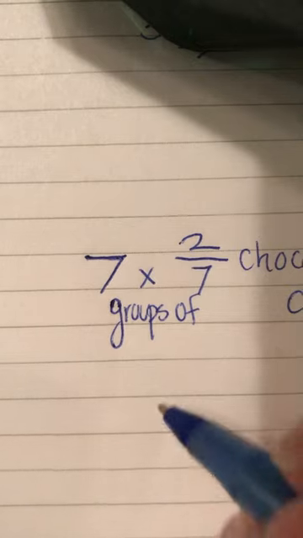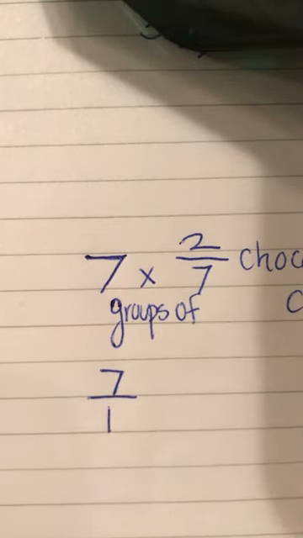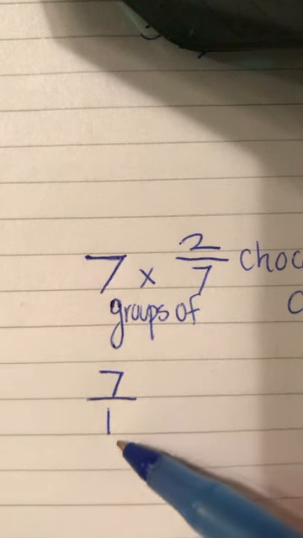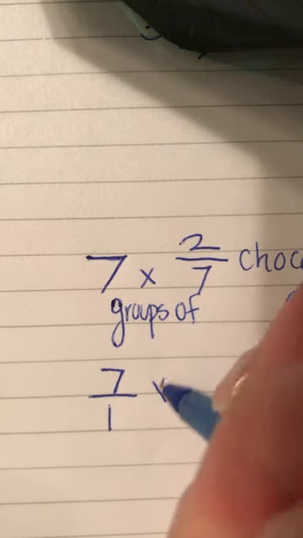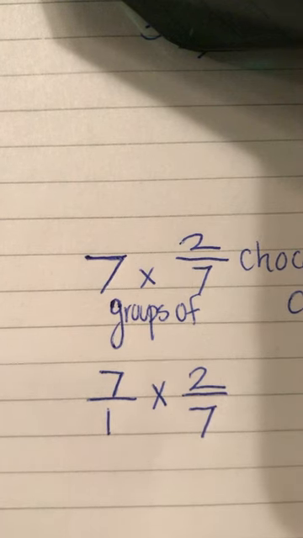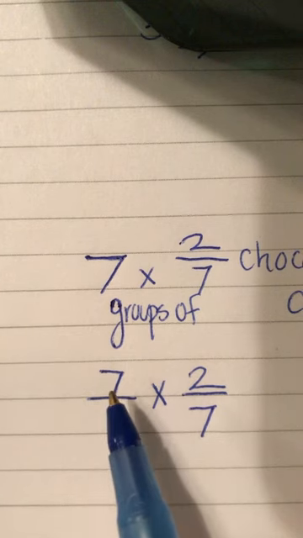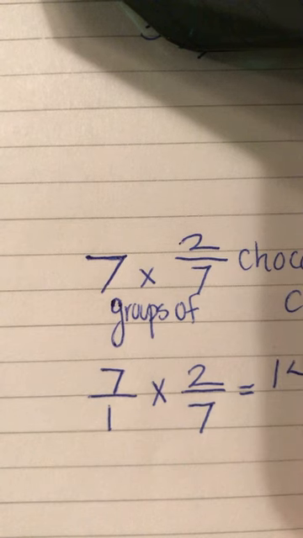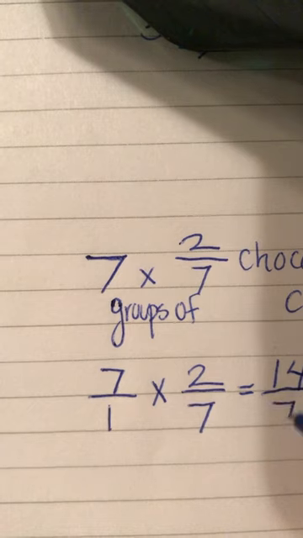Again, easy peasy, standard algorithm. I have 7, changing it into a fractional amount, but it's still a whole because how many ones are in 7? 7 wholes. And now we're going to see how much cake we have if each of them contain 2/7 left. 7 times 2 is 14. 1 times 7 is 7.